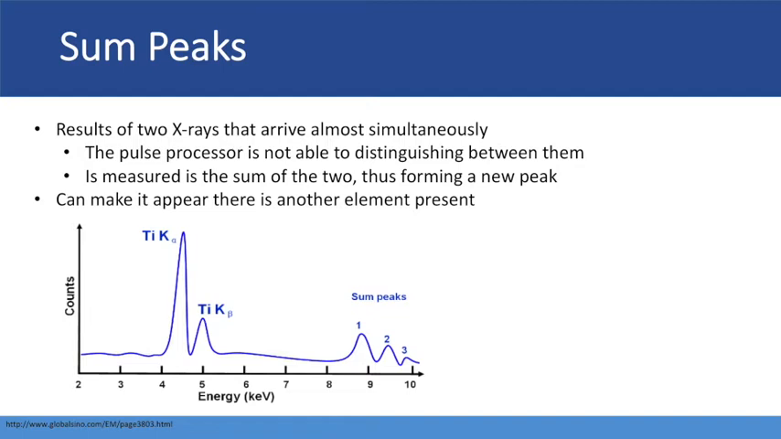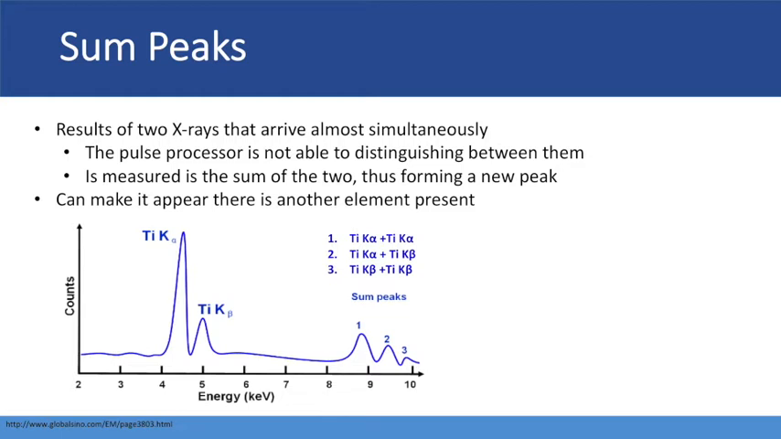For example, you can have sum peaks in pure samples. This titanium spectrum shows 3 sum peaks. The first sum peak is actually from the two K-alpha events, the second is from K-alpha and K-beta hitting the detector at the same time, and the third is from 2 K-beta signals.